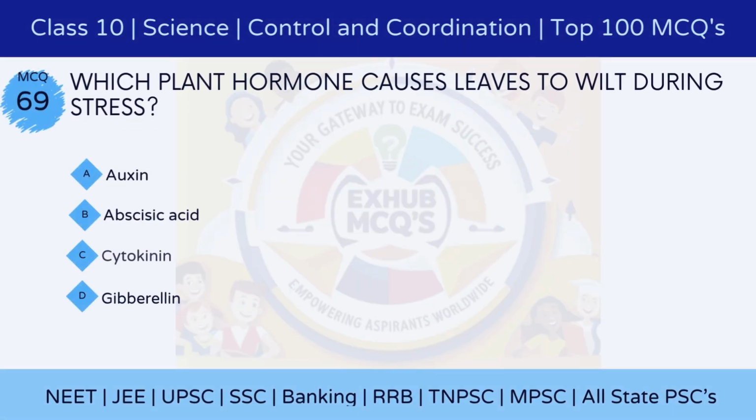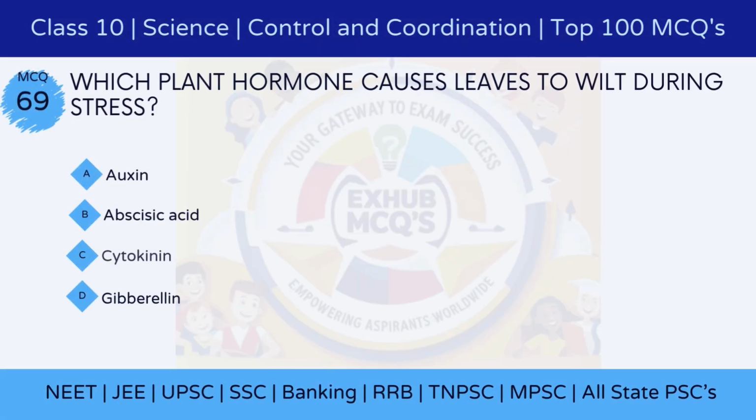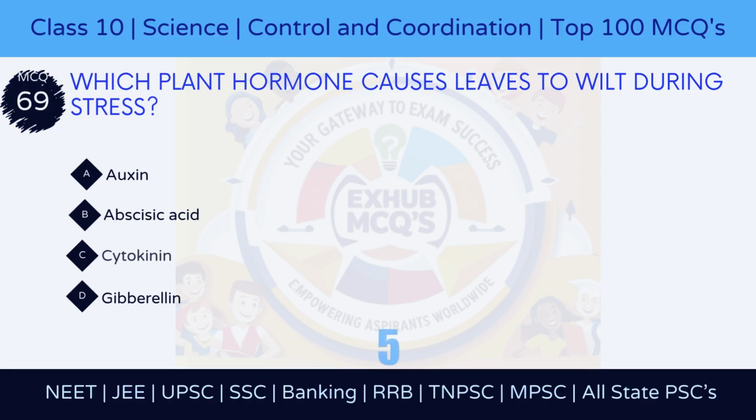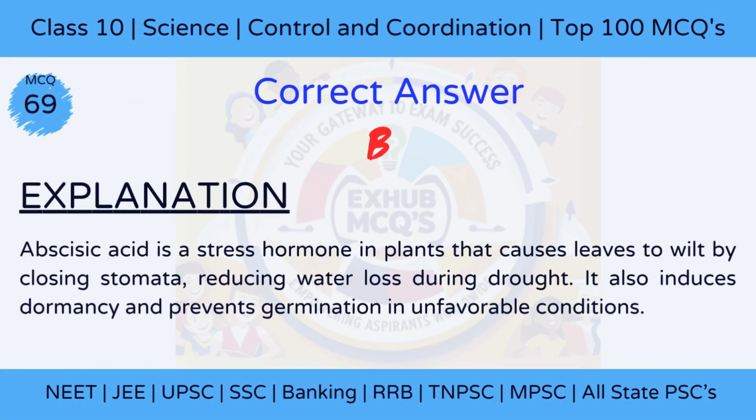MCQ. Which plant hormone causes leaves to wilt during stress? Option A, auxin. Option B, abscisic acid. Option C, cytokinin. Option D, gibberellin. The correct answer is option B, abscisic acid.